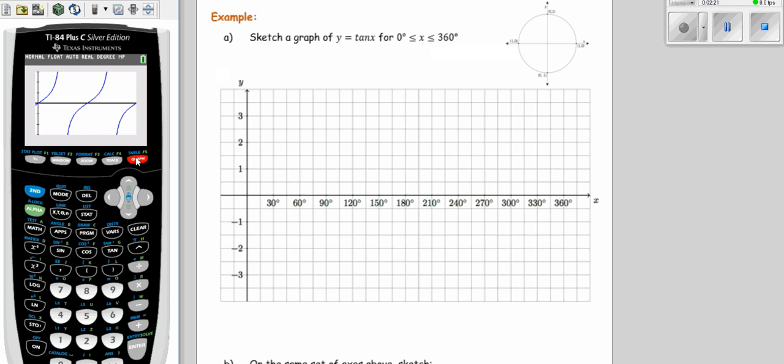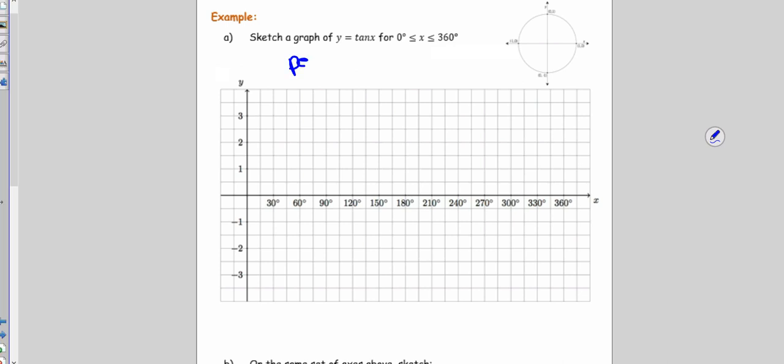Remember tan x has asymptotes. Do you remember they have asymptotes as well? So it's going to repeat itself. It starts here, and it's going to repeat itself again over at 180 because it's got a period of 180. So period equals 180 degrees for tan x. So it's going to start here and go up, and then it repeats itself around 180.